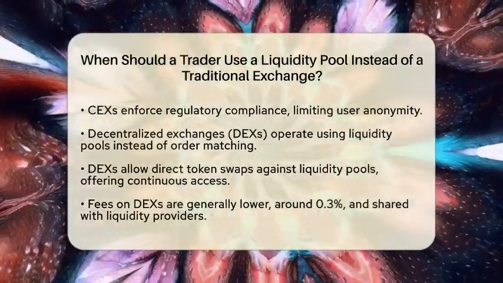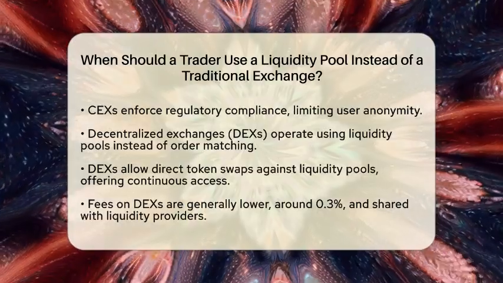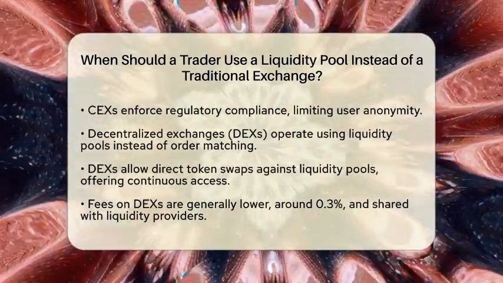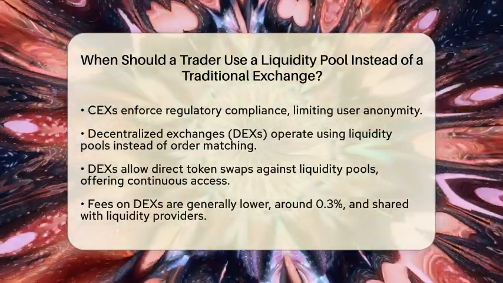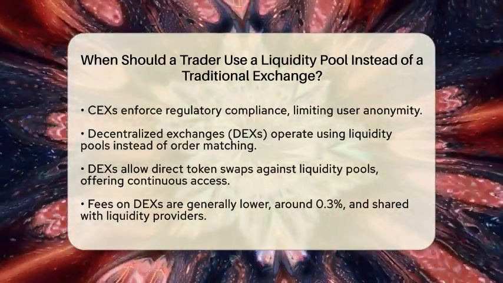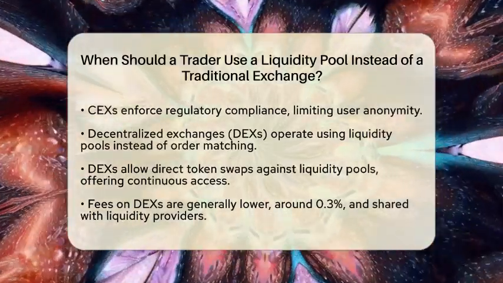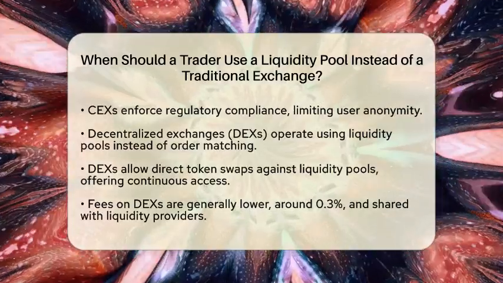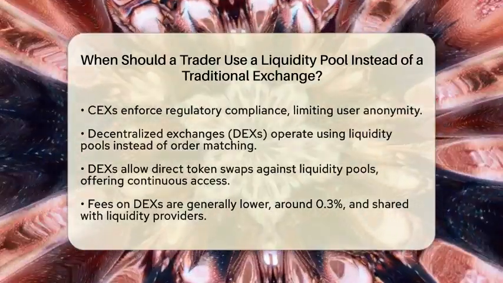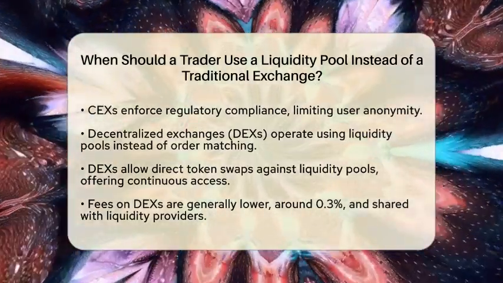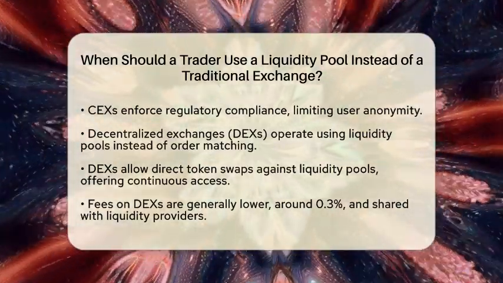On the other hand, decentralized exchanges, or DEX, utilize liquidity pools. Instead of matching orders, they rely on automated market makers that use pools of tokens supplied by liquidity providers. This model allows traders to swap tokens directly against these pools, providing continuous access without centralized control. Fees on DEX are generally lower, around 0.3%, and these fees are shared with liquidity providers as incentives.